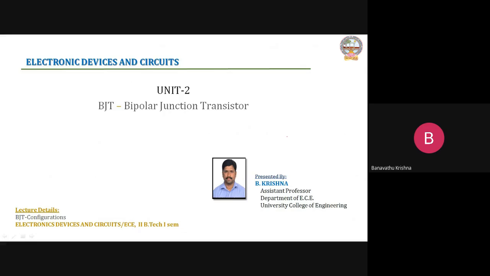Today's class in bipolar junction transistor, I'm going to discuss BJT configurations. In that, I want to discuss in detail the input and output characteristics, and also the forward bias and reverse bias conditions of bipolar junction transistors. How it is going to perform, the input characteristics and output characteristics, all those things we are going to discuss in this class.